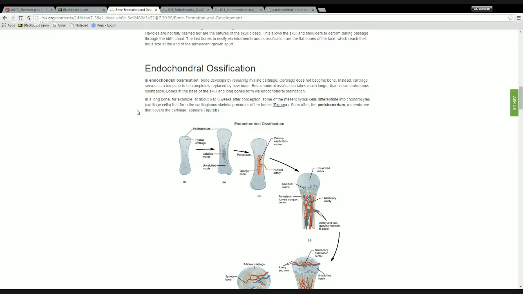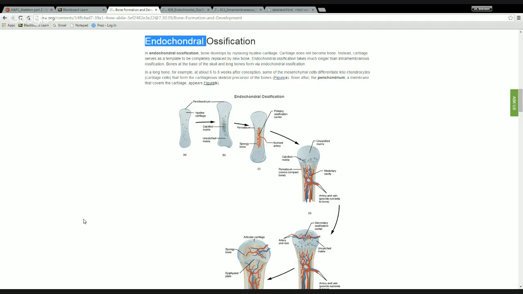Oh, I didn't say this before, but endochondral translates directly to within cartilage. Endo, within. Chondro is the root, I can't remember if it's Greek or Latin, for cartilage. Must be Latin because, nope, scratch that, I have no idea. So endochondral means within cartilage. And that's exactly what it is.